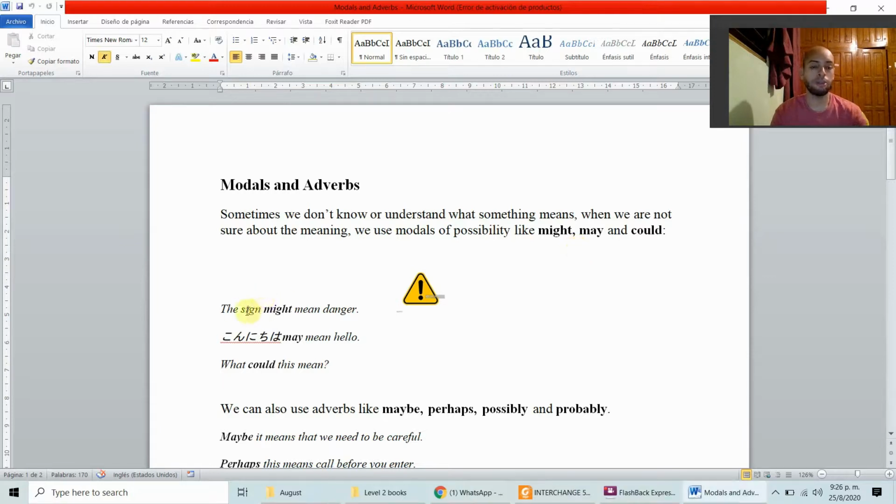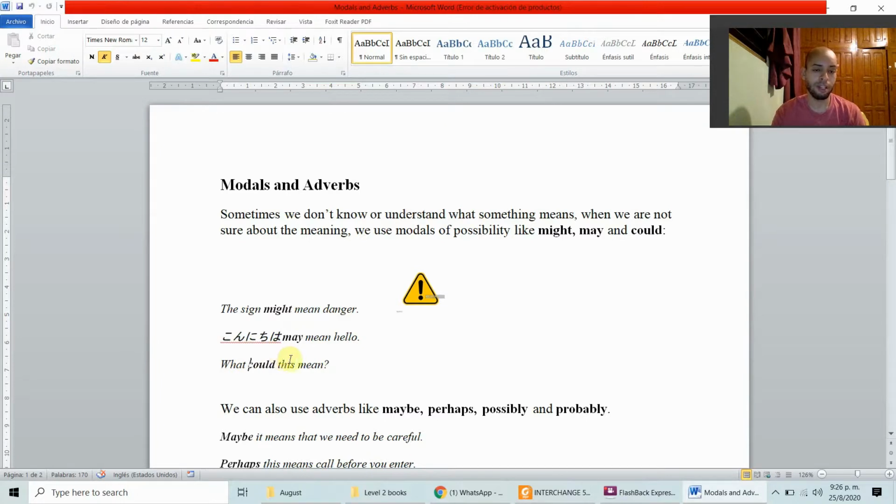Let's see some examples. The sign might mean danger. This sign here. You say the sign might mean danger. The thing is, there is a possibility that it might mean danger. This thing here may mean hello. This may mean hello. I don't know how to pronounce this, so sorry about that. So what could this mean? What could this mean? Referring to something.